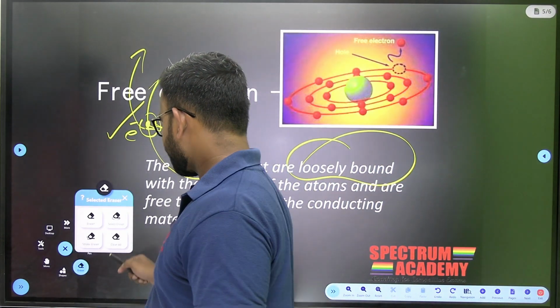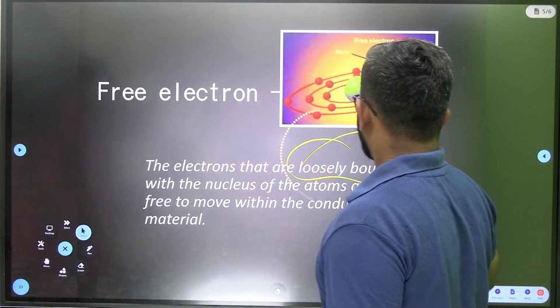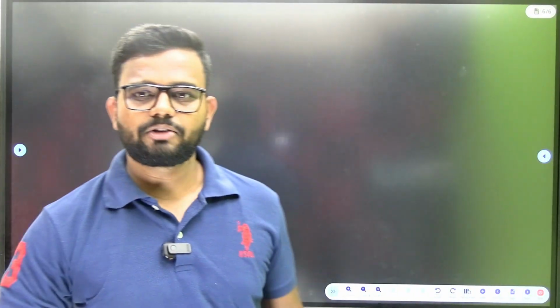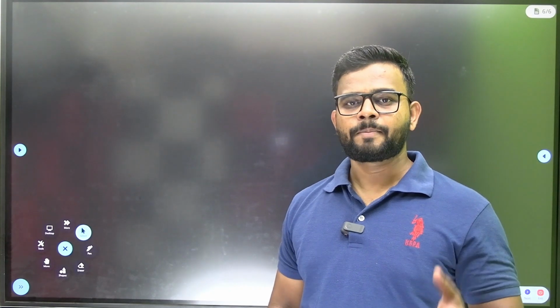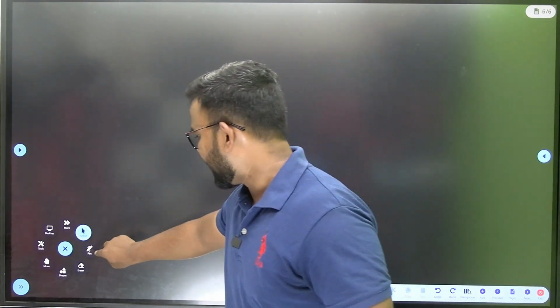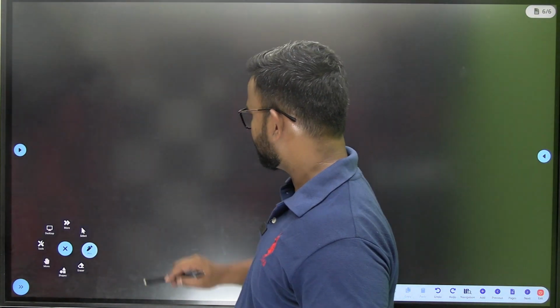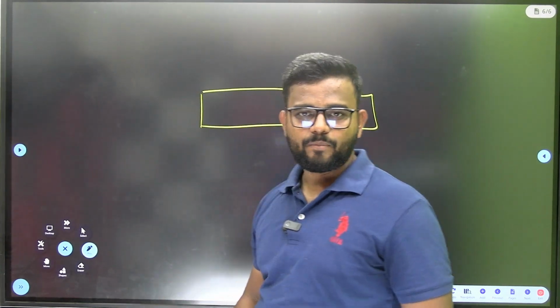So what we are discussing is free electrons. What are free electrons? Those electrons which are loosely bound with a very weak force of attraction. So what happens actually? What is the scenario of free electrons? Suppose this is a material.